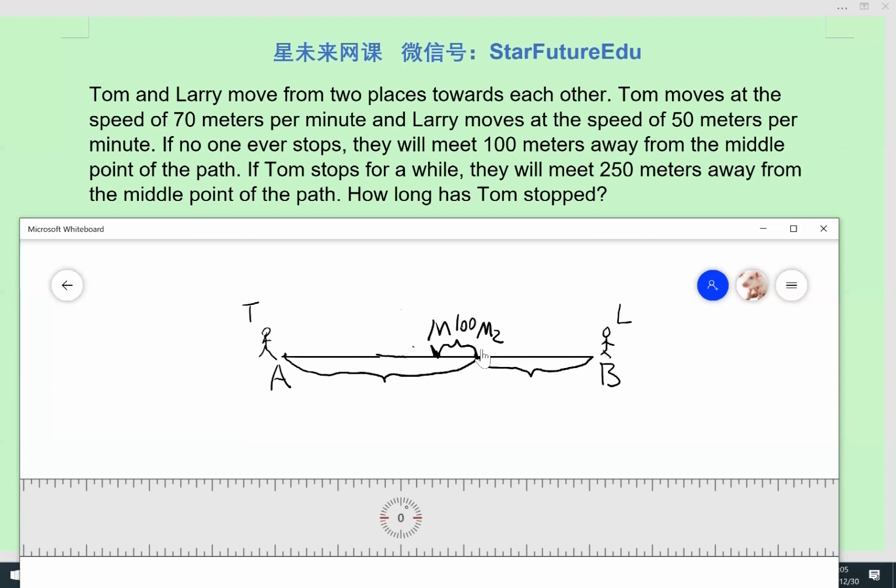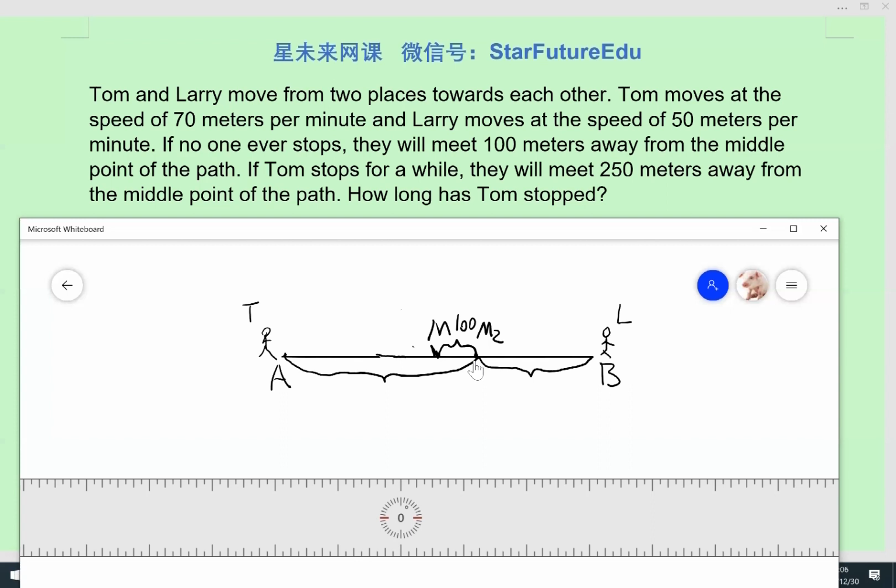But how much more distance did Tom travel? Can we find that? I think it's 200 meters. Oh, really? Why is it 200 meters? The point they meet is 100 meters to the right of the middle point. Why did Tom travel 200 more meters? Because Tom traveled 100 meters more than half the path length, and Larry traveled 100 meters less than half the path length. Fantastic. A lot of people made mistakes here.